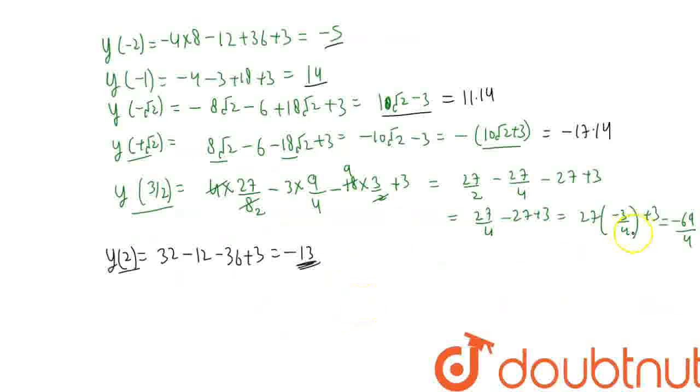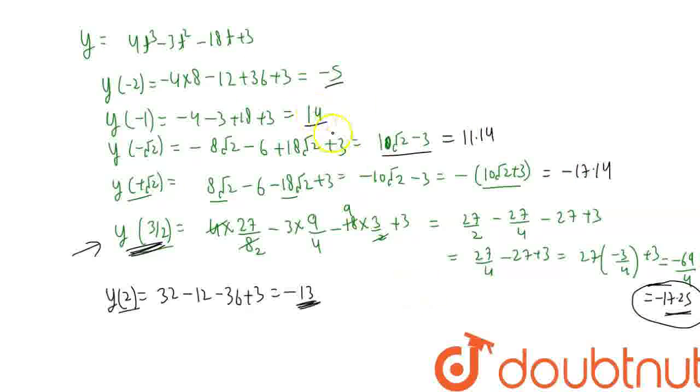So here we have minus 17.25, and this is minus 13. So here we have the minimum value as minus 17.25, that is the y of 3 by 2. So this is the point of global minima. Now we are going to find the point of global maxima. So the point of global maxima would be, here we have the 14. So 14 is the point of global maxima.